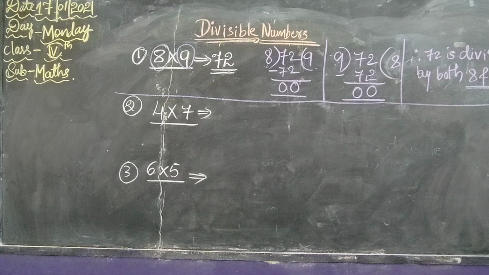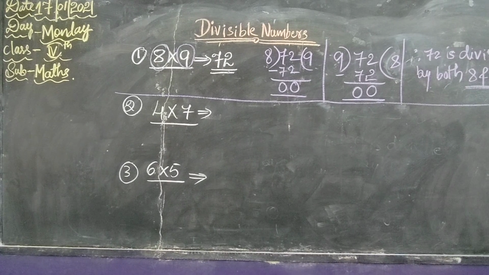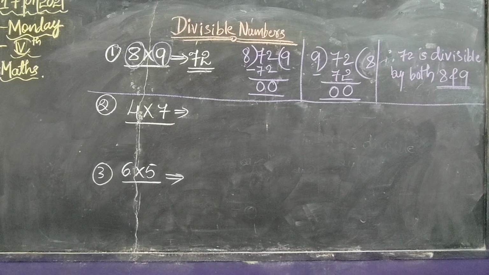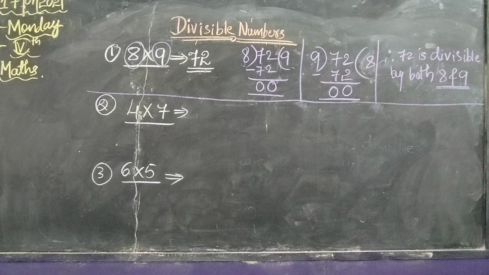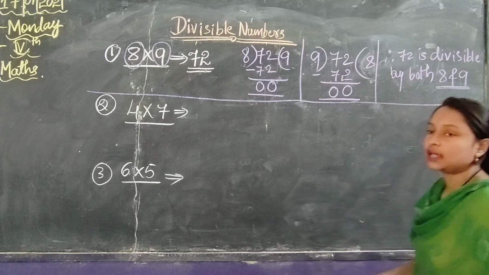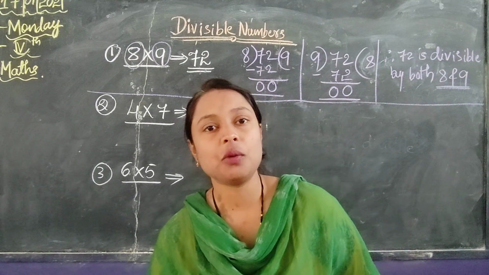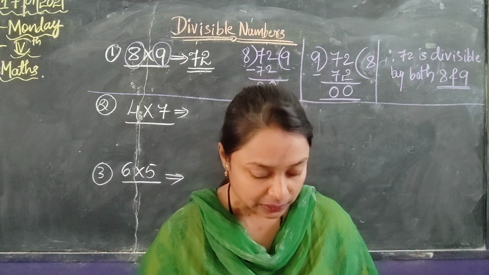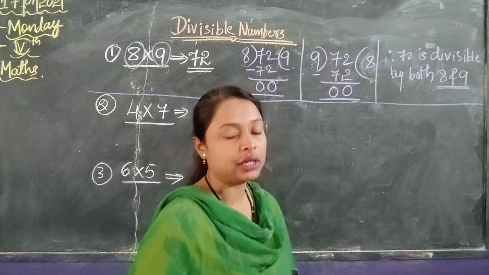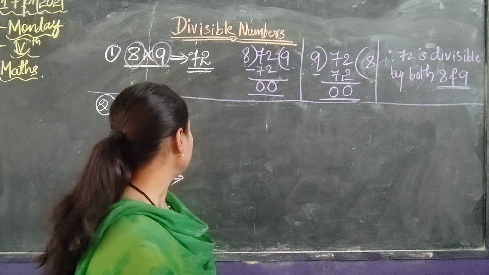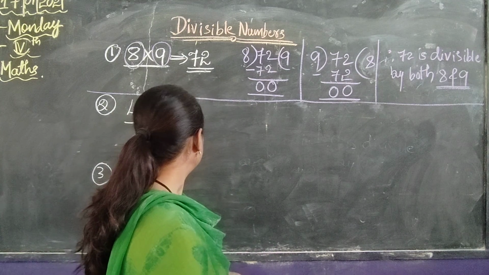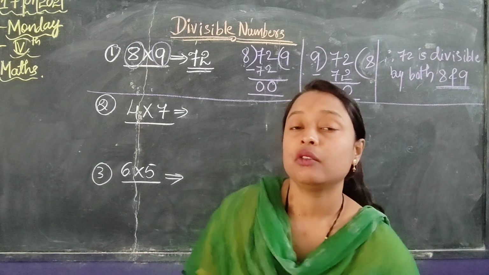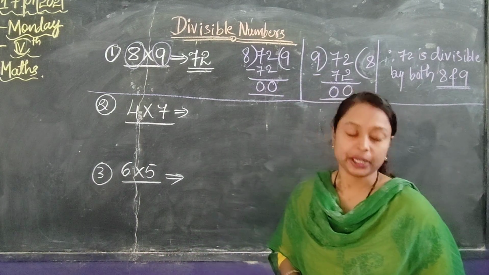First we have to multiply and then we have to divide it by each number. Fine. So here like that we have to do now. Next, 4 sevens. 4 sevens are how much? 4 ones are 4, 4 twos are 8, 4 threes are 12, 4 fours are 16, 4 fives are 20, 4 sixes are 24, 4 sevens are 28.